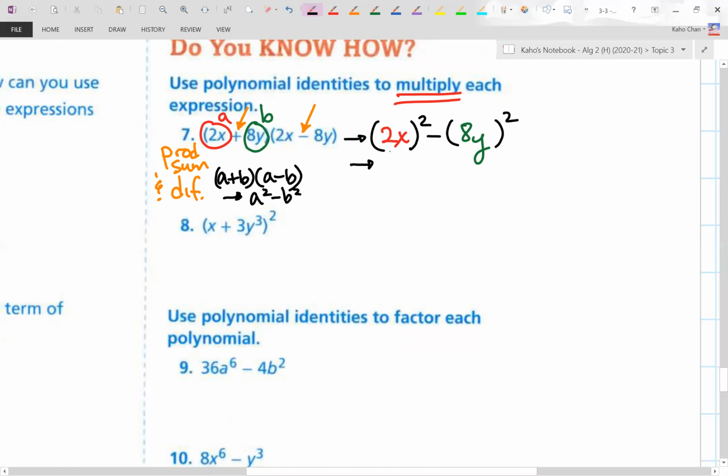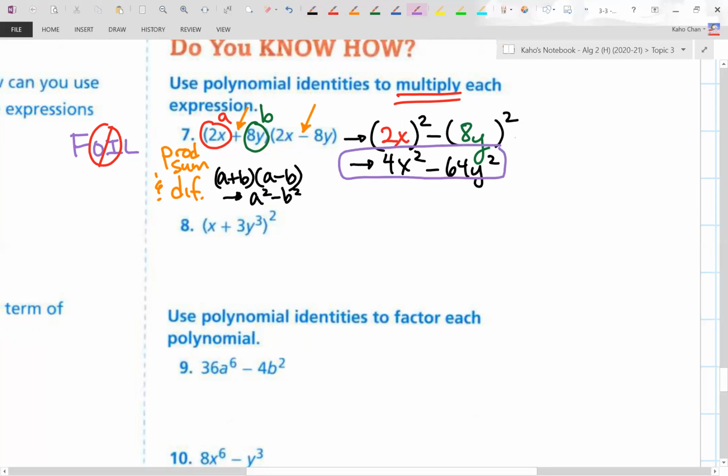Because if you normally FOIL this, the O and the I disappear. Think about that. This is basically a product of a sum and difference, meaning these are conjugates, right? When you FOIL, the O and the I disappear. You don't have to worry about those other two particular terms. It's just F and L. Literally, we're doing F, the first terms, 2x times itself, times L, 8y times itself. Basically, that's all you're doing. So 2x squared is 4x squared, and 8y squared is 64y squared. And there's your answer. Yay.